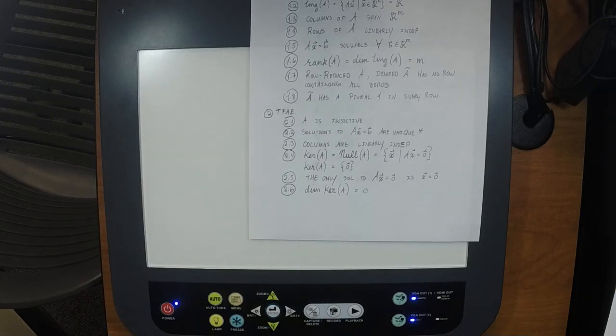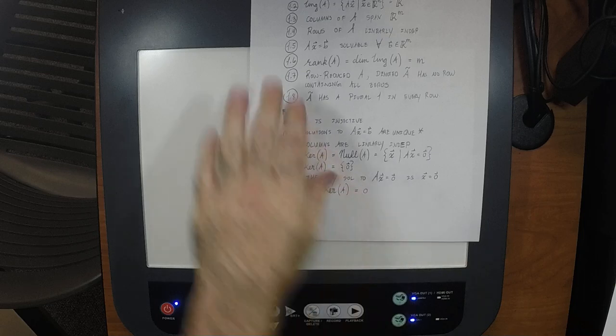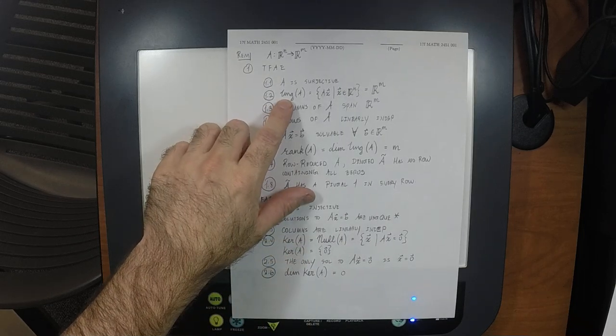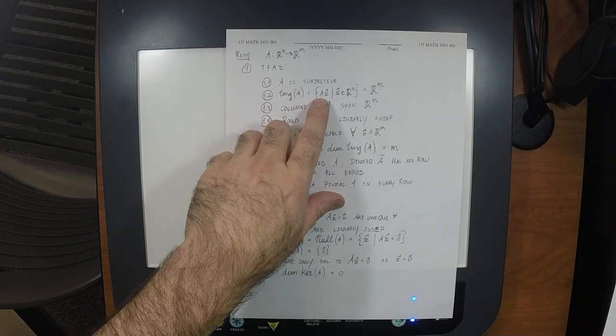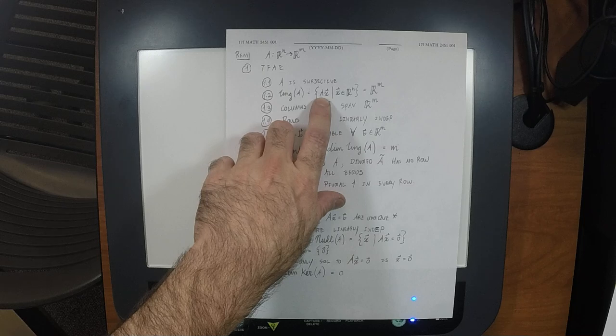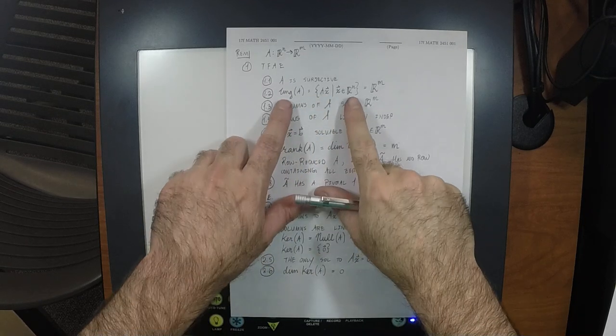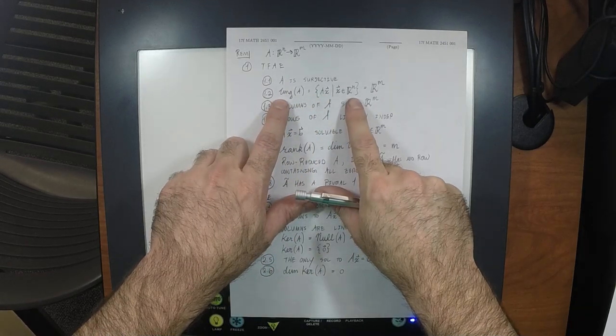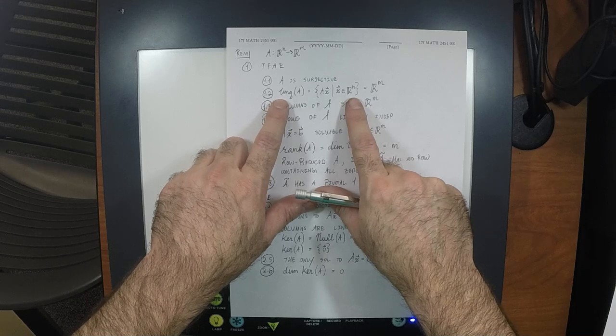Right. It's the other one. The image has to, yeah. What a dimension is? An image. It's right there. The image is the set: you take all the inputs, apply the matrix to it, and collect all the outputs. So this is the definition of image.